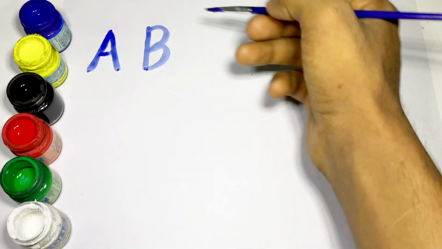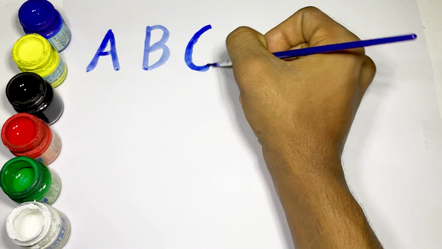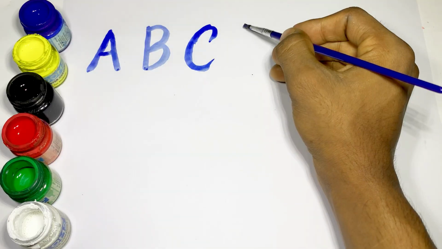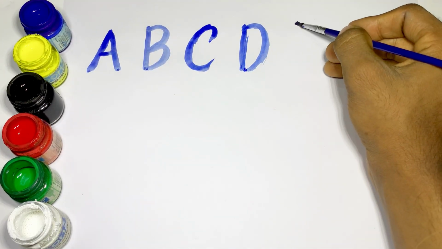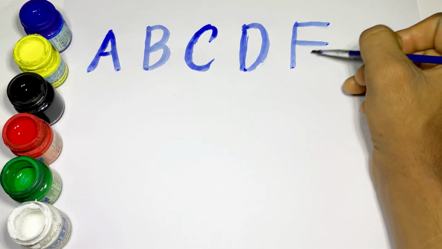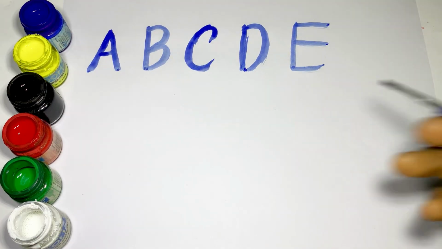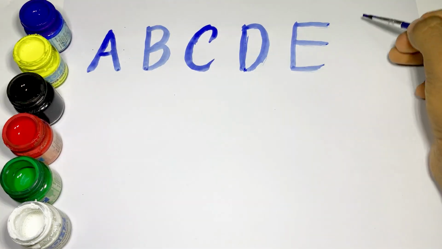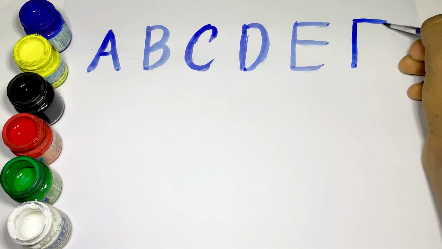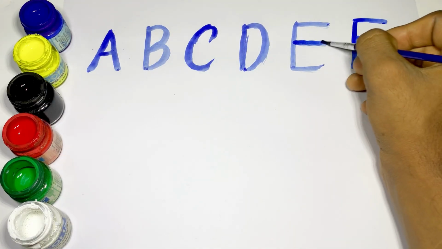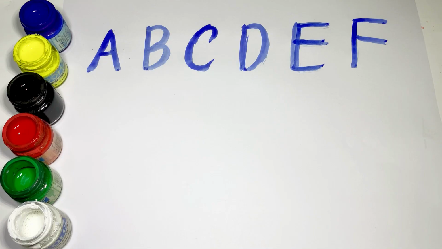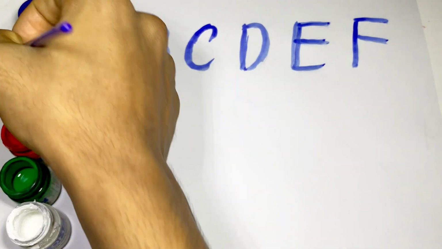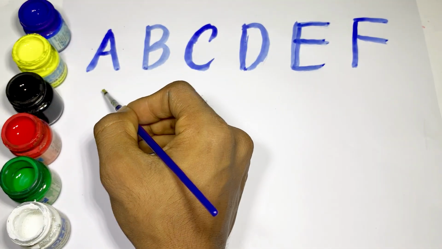Kids, again use blue color and draw C. C for cat, C for car. D. D for dog, D for doll. E. E for egg, E for elephant. Again use blue color and draw F. F for fish, F for fan. Kids, now G. G for goat, G for grapes. The alphabets of G, and use yellow color.